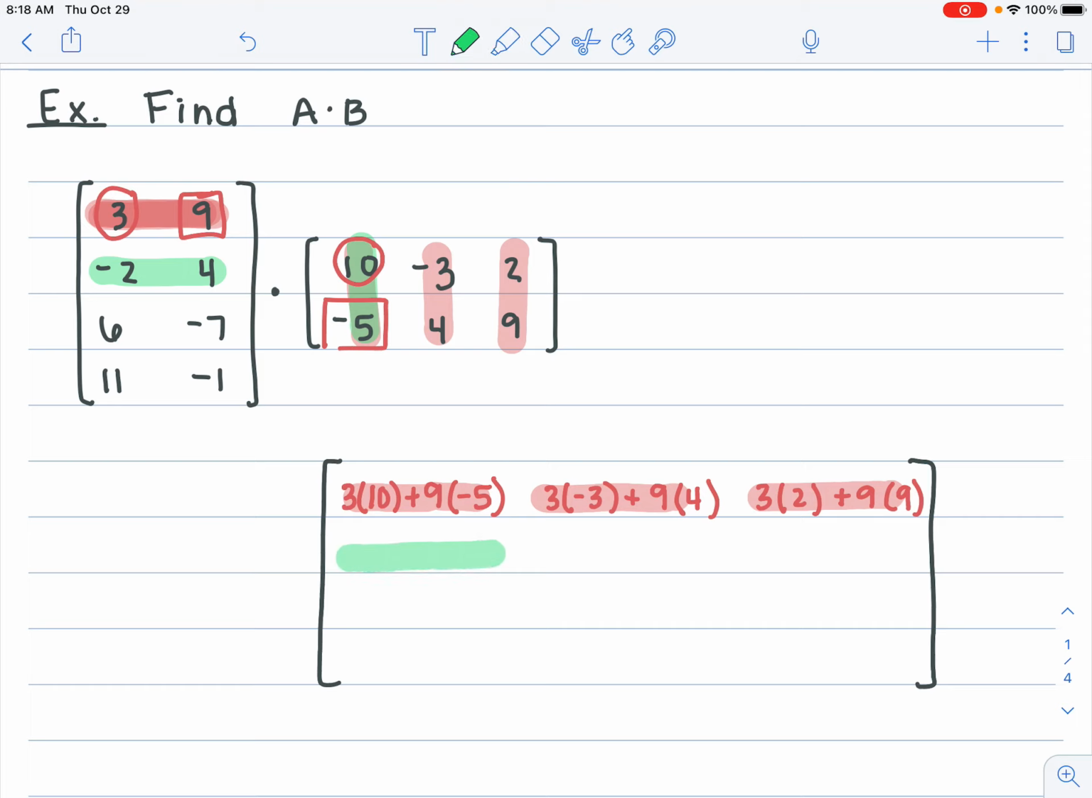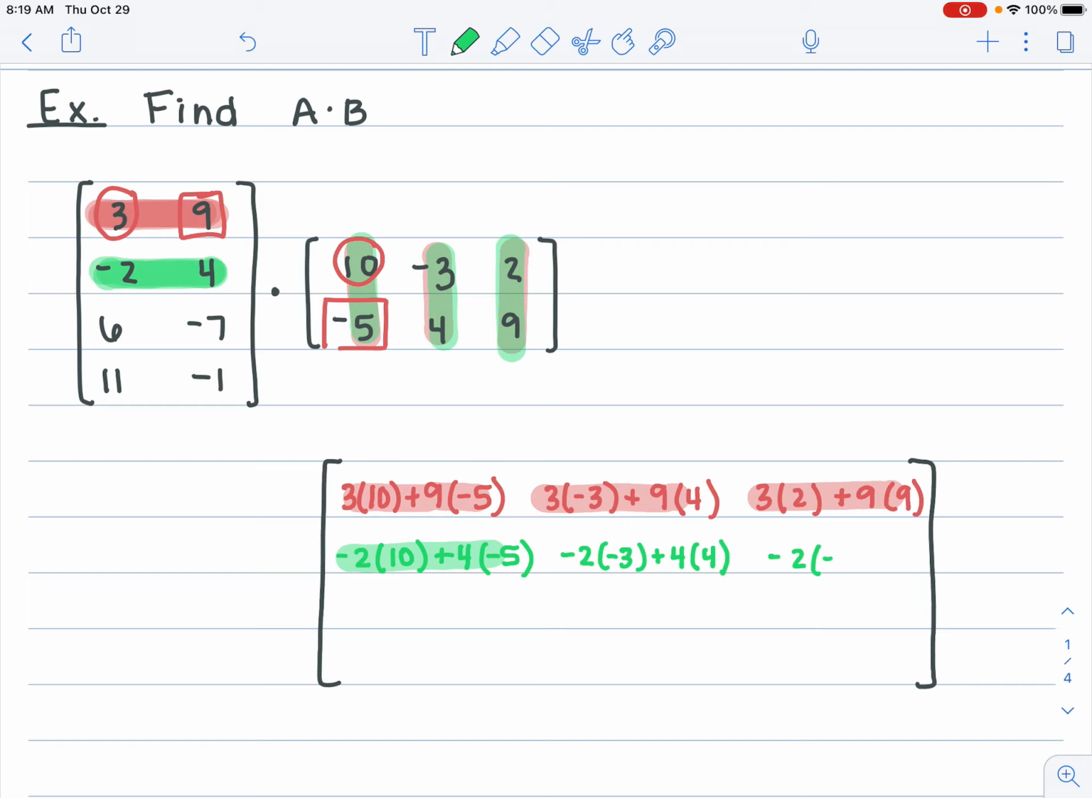All right, so we're going to do row 2, column 1. Row 2, column 1 will give me this entry right here. So that's negative 2 times 10 plus 4 times negative 5. We're going to do row 2, column 2. Negative 2 times negative 3 plus 4 times 4.